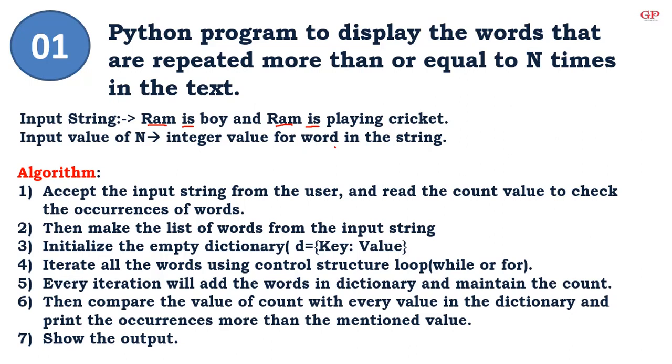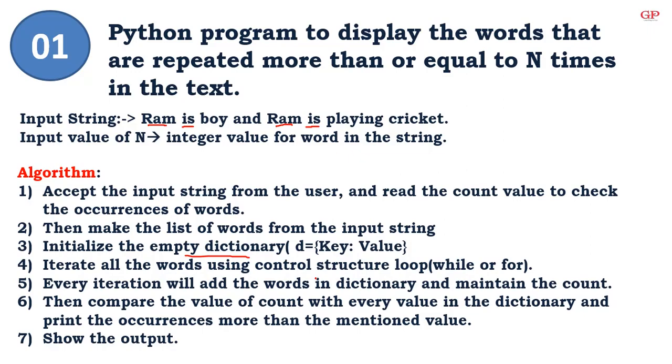After that, we initialize an empty dictionary, which will store the words and their occurrences. So the key will hold the words and the value will hold the actual number of occurrences of that particular word in the given string. We'll iterate over all the words using a control structure loop, either while or for. Every iteration will add the word to the dictionary and maintain the count. Then compare the value of count with every value in the dictionary and print the words with occurrences more than the mentioned value. Finally, it will display the output.